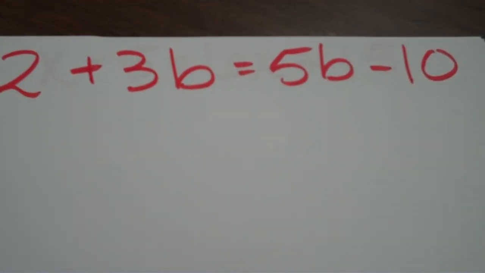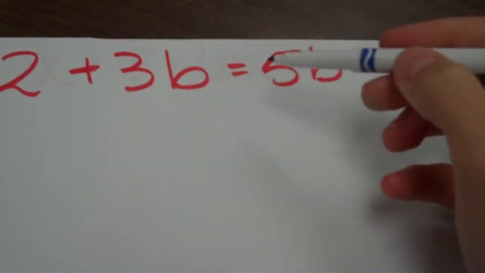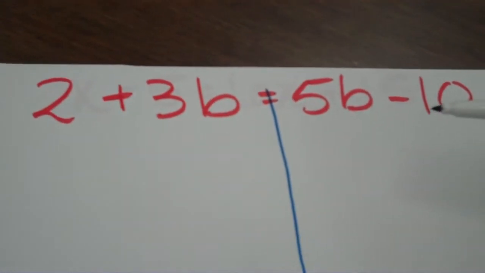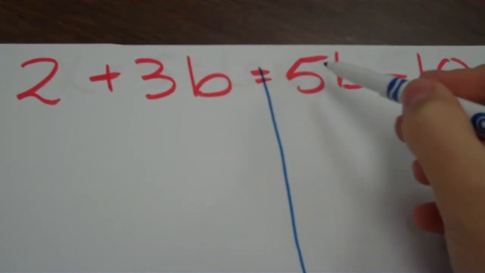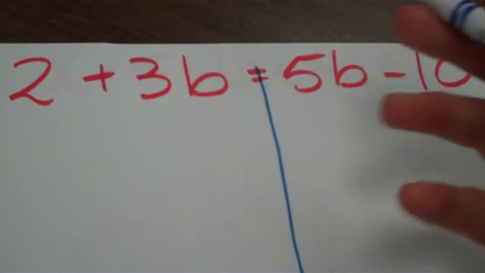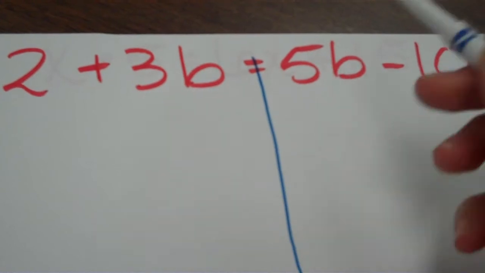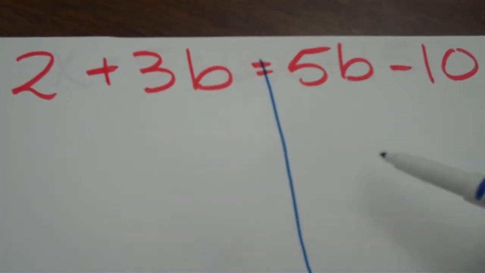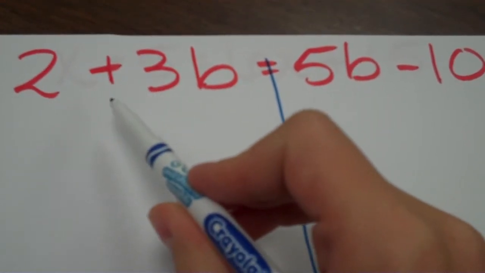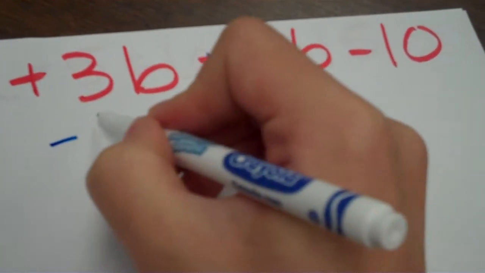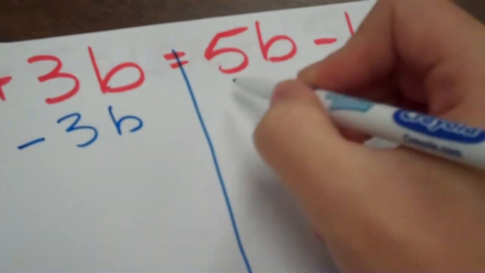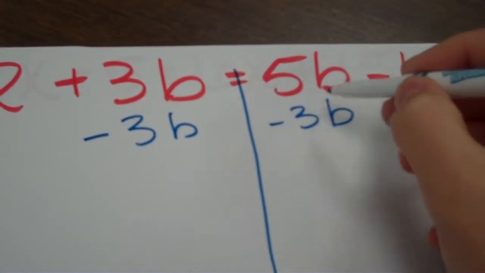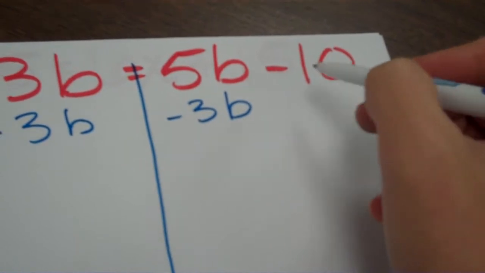Go ahead and write it down. 2 plus 3b equals 5b minus 10. I'm going to draw my line. We normally bring the 5b over here, but just to show you, I'll go ahead and bring this one over here. It doesn't matter, you just got to get the letters on the same side. So I'm going to bring this over here. So the opposite of adding 3b is subtracting 3b on both sides. Okay, make sure you're writing it underneath the b's. Don't put it over the 10.